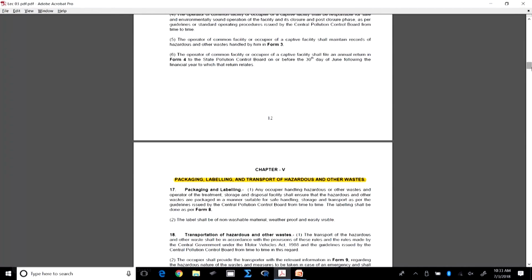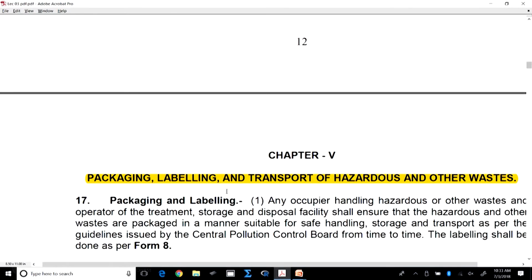One aspect that is usually given short shrift in the Indian context is the packaging, labeling and transportation of hazardous and other wastes. From time to time in the news you might have seen examples of hazardous waste being spilled open onto the roadways, leading to considerable contamination of a wide area, or hazardous substances traveling over considerable distances and affecting people.